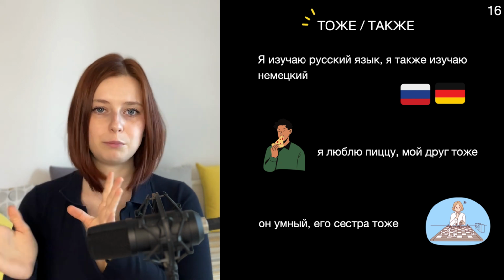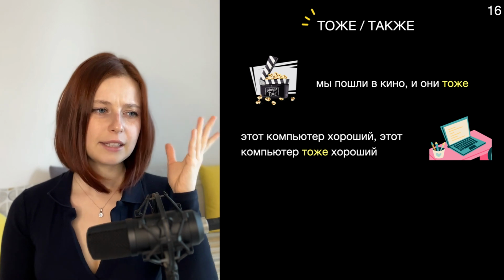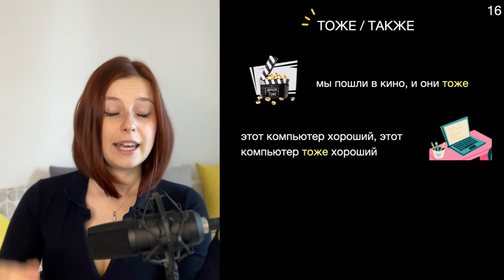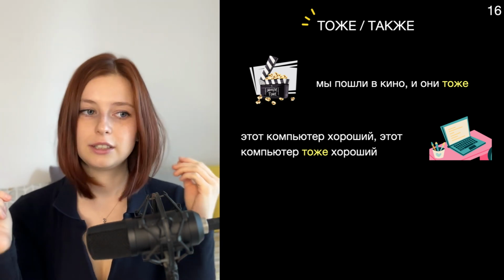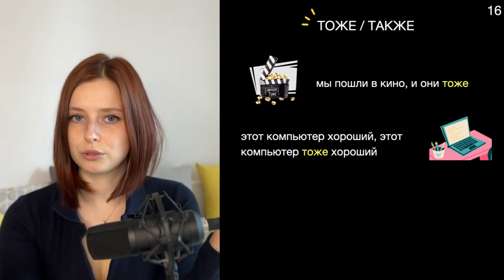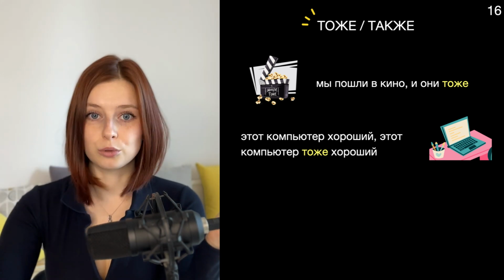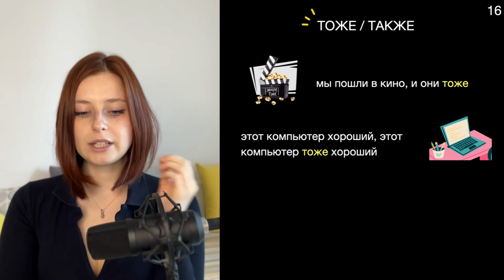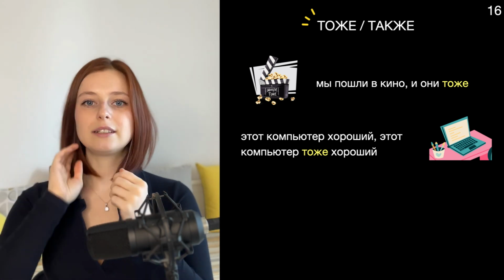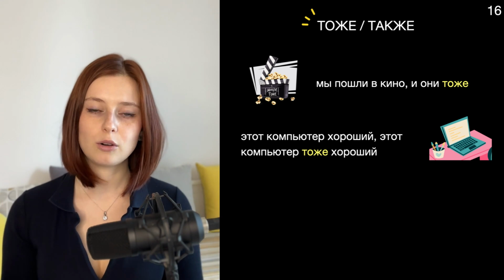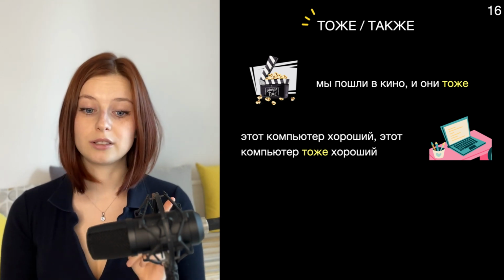Okay, if it's not people, right? Этот компьютер хороший. Этот компьютер тоже хороший. This computer is good. This computer is also good. Or is good too. Okay? When it comes to ТАКЖЕ, normally there wouldn't be many people or many objects. That would be just one, right?